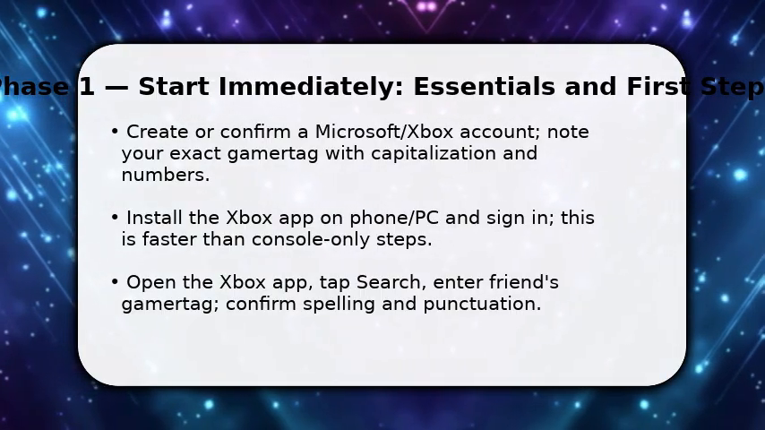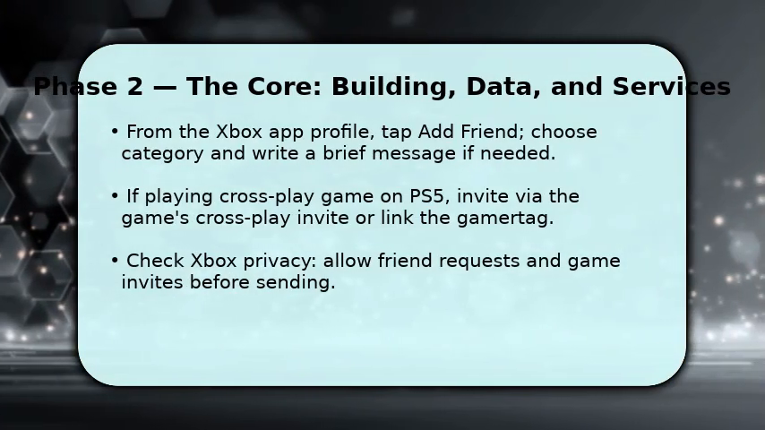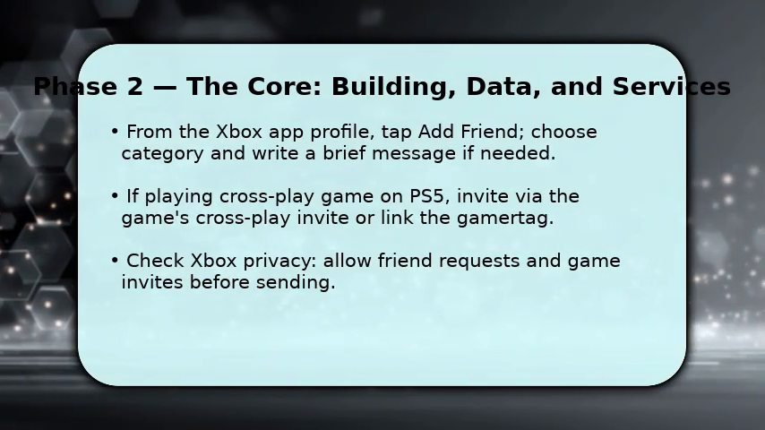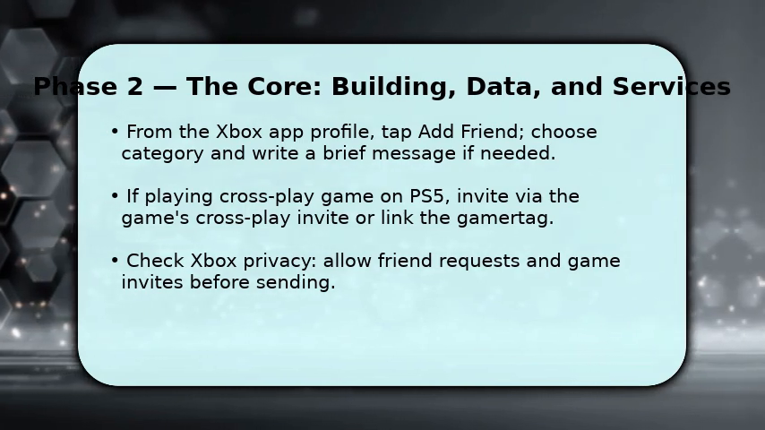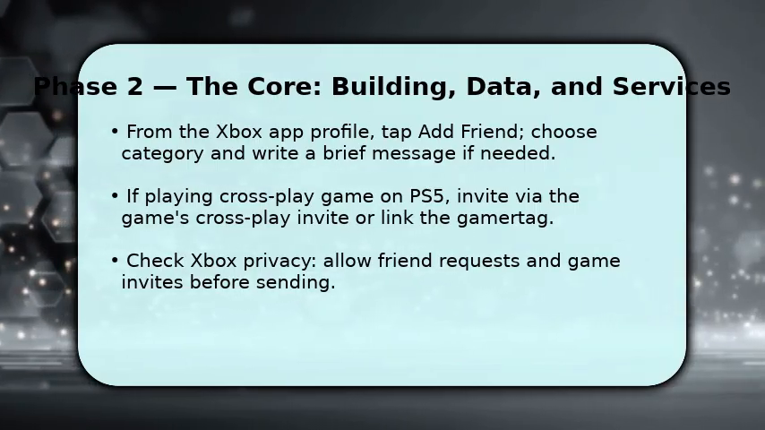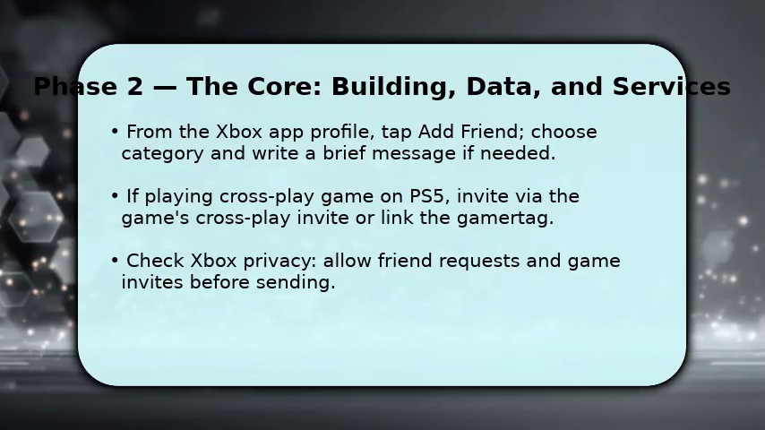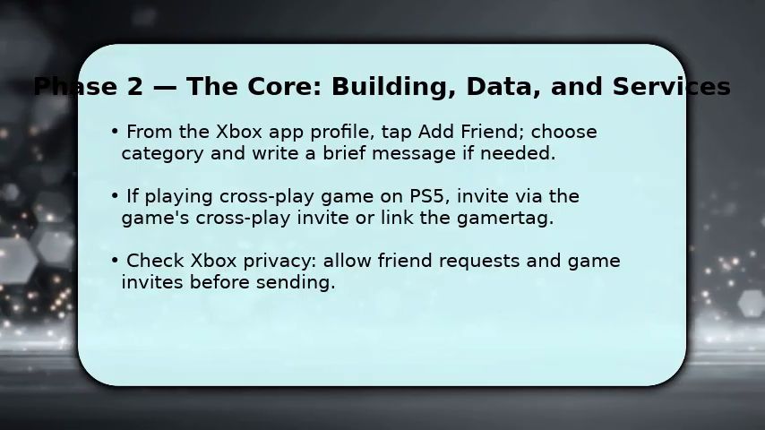When you see the correct profile, prepare to add them. Once you have the correct profile, tap Add Friend and choose whether to follow or send a request. You should add a short message so they recognize you. This helps with acceptance. If you're on PS5 playing a crossplay-enabled game, use the game's invite or link the Xbox gamer tag inside the game to join parties or matches.